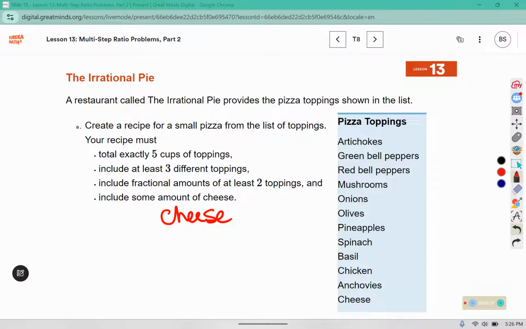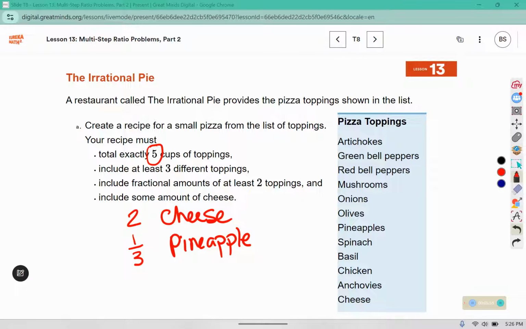I like a lot of cheese, so I'm going to put 2 cups of cheese. Remember, we have to get to exactly 5. I also like pineapple on my pizza. I know that's controversial. And I'm going to put a third of a cup of pineapple because one of them, actually 2 of them, have to be fractions.